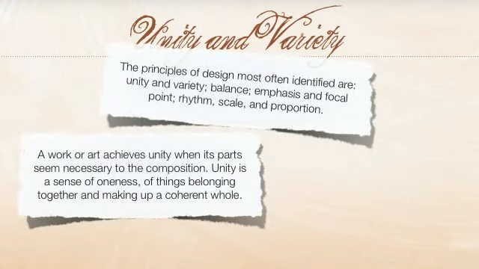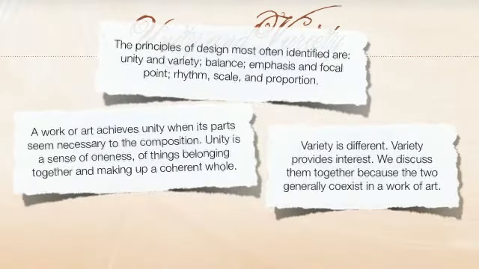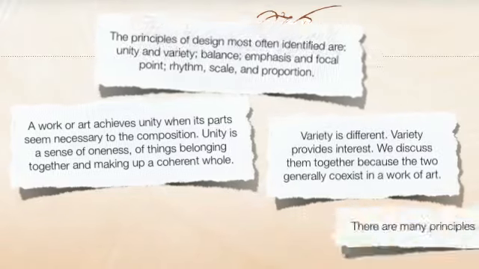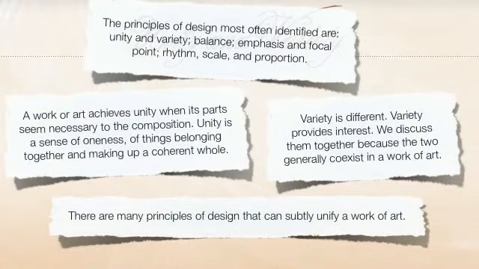A work of art achieves unity when its parts seem necessary to the composition. Unity is a sense of oneness, of things belonging together and making up a coherent whole. Variety is different. Variety provides interest. We discuss them together because the two generally coexist in a work of art. There are many principles of design that can subtly unify a work of art.